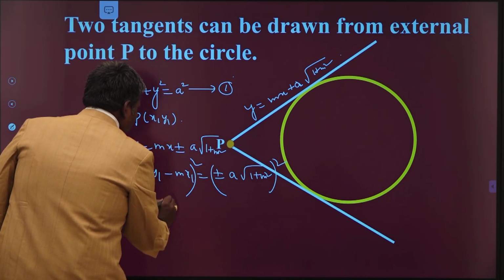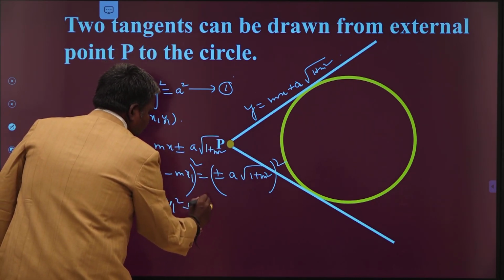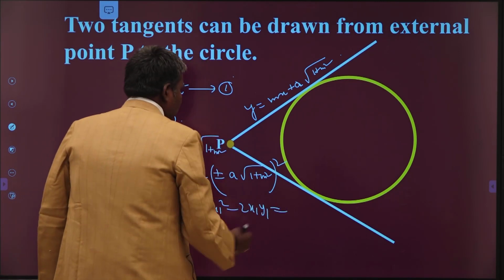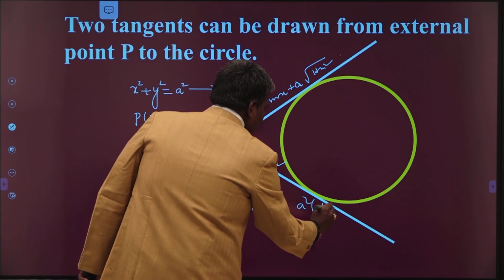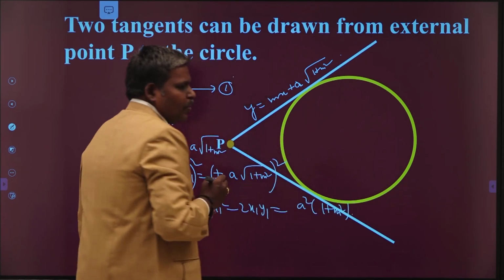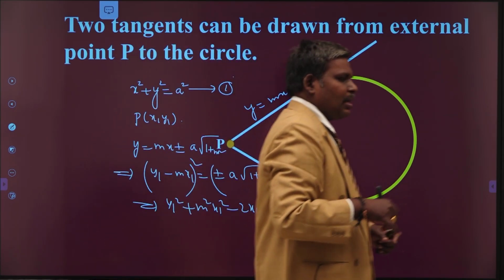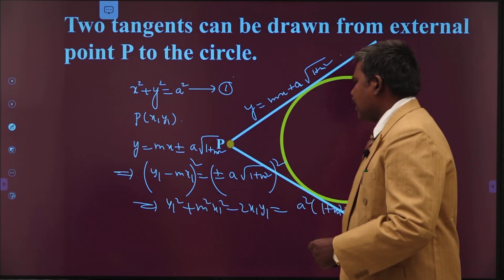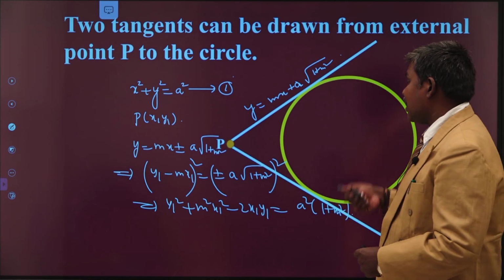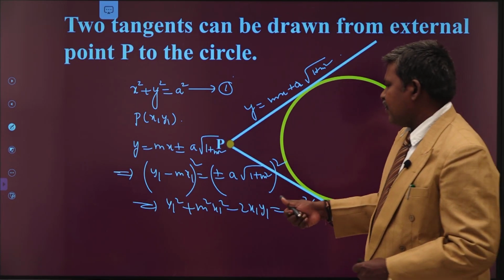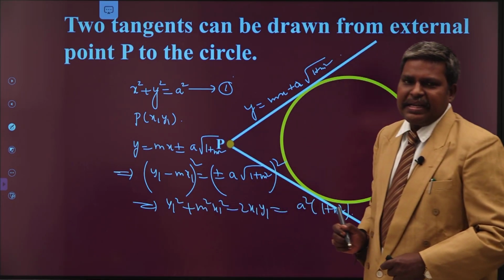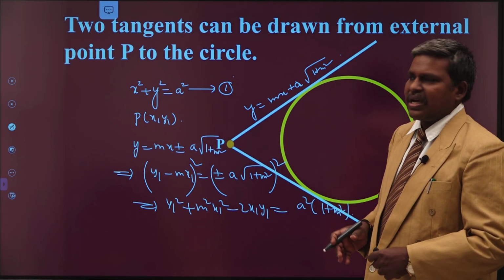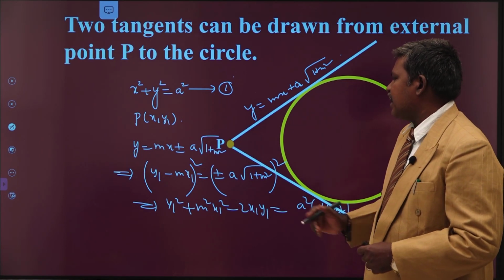What happened? y1 square plus m square x1 square minus 2x1 y1 m is equal to a square times (1 plus m square). Now my question is, it has y square, m square, x1 square, and a square as well. Is it a quadratic equation in y1, x1, a or m? Clearly, it is a quadratic equation in m, not x1, not y1, not a, because x1, y1 is my given fixed point here.